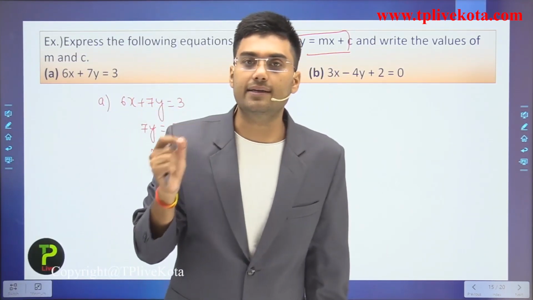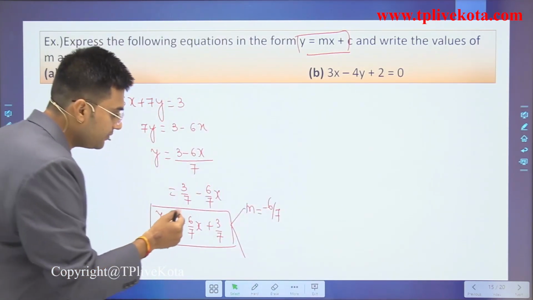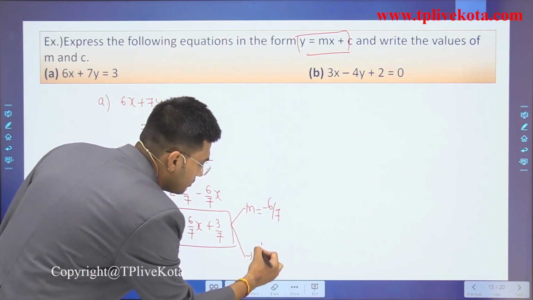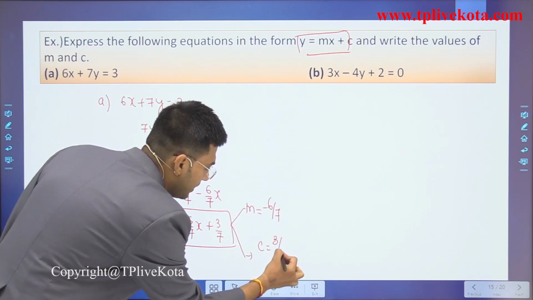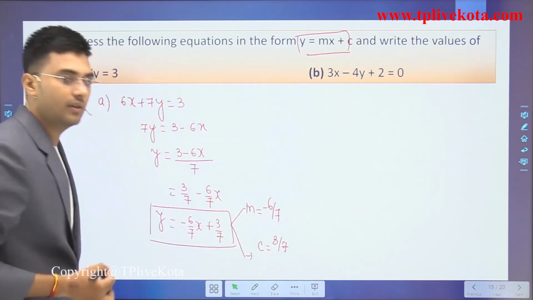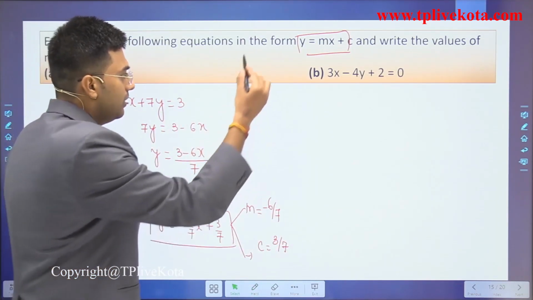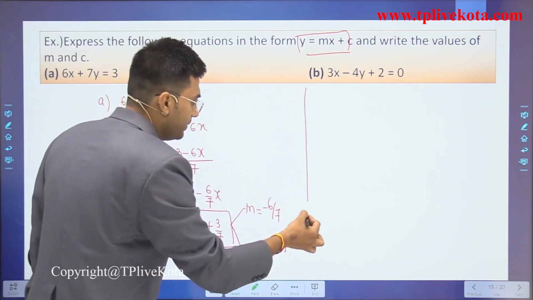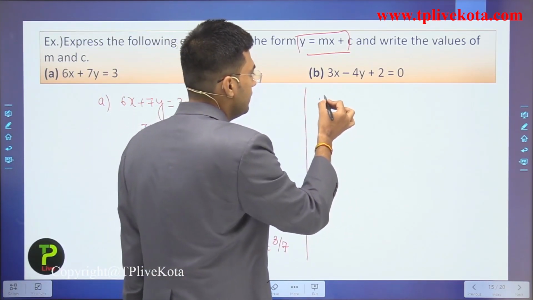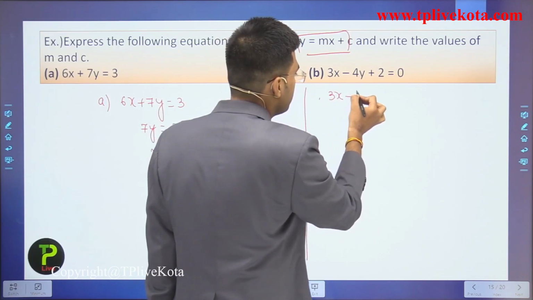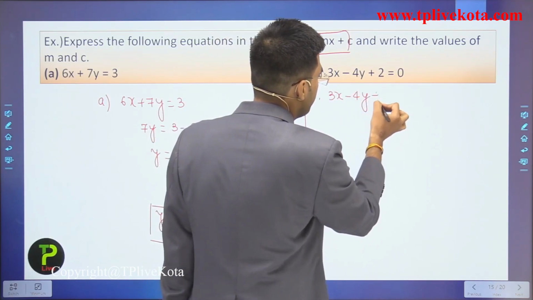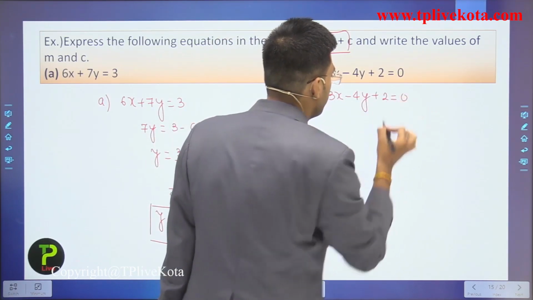The constant term, and here the constant term is what? 3 by 7. So c is equal to 3 by 7. Clear? Now let's solve the second example, and the second is 3x minus 4y plus 2 equals 0.